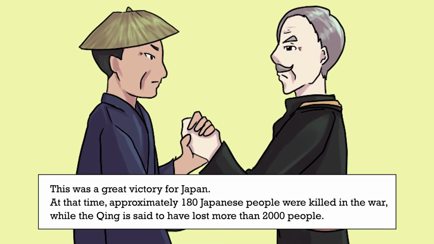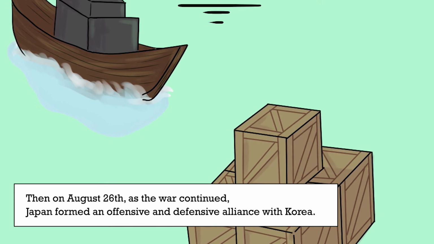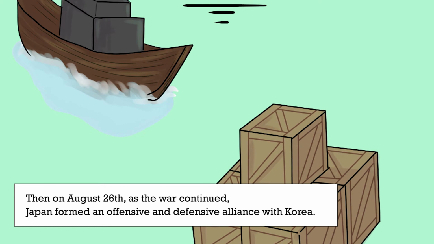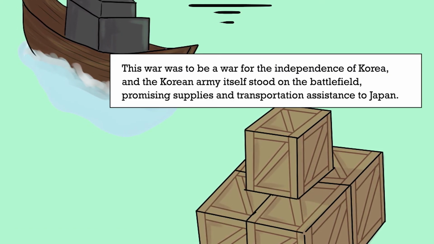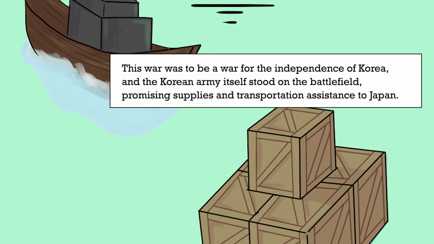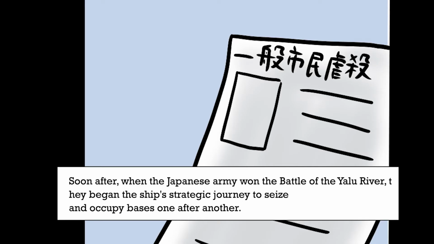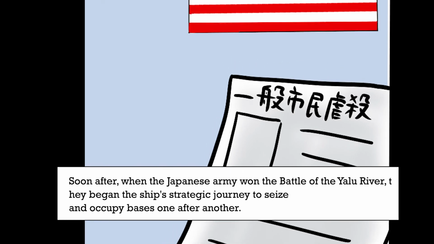more than 2,000 people. Then, on August 26th, as the war continued, Japan formed an offensive and defensive alliance with Korea. This war was to be a war for the independence of Korea, and the Korean army itself stood on the battlefield, promising supplies and transportation assistance to Japan. Soon after, when the Japanese army won the Battle of the Yalu River, they began the strategic journey to seize and occupy bases one after another.